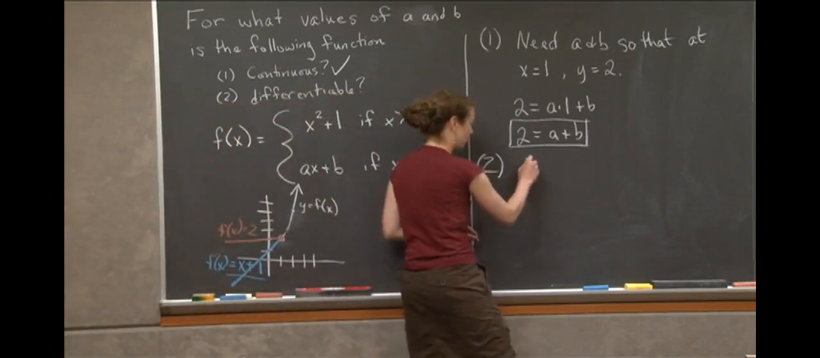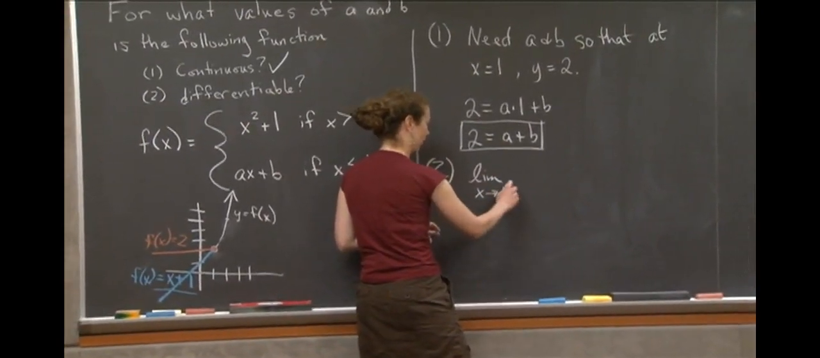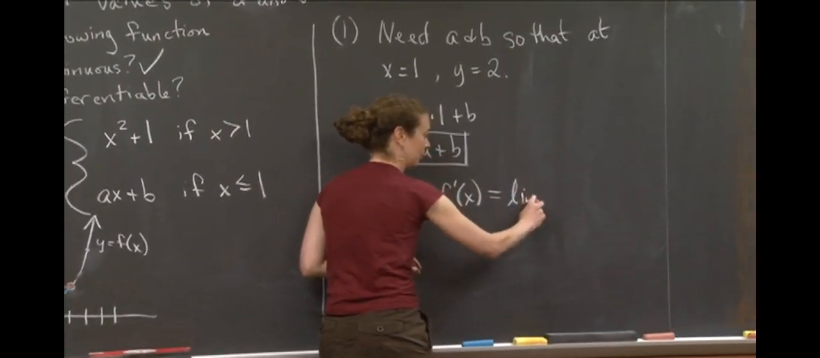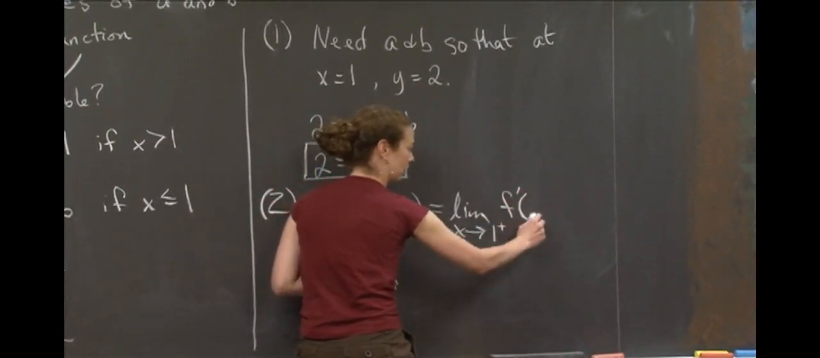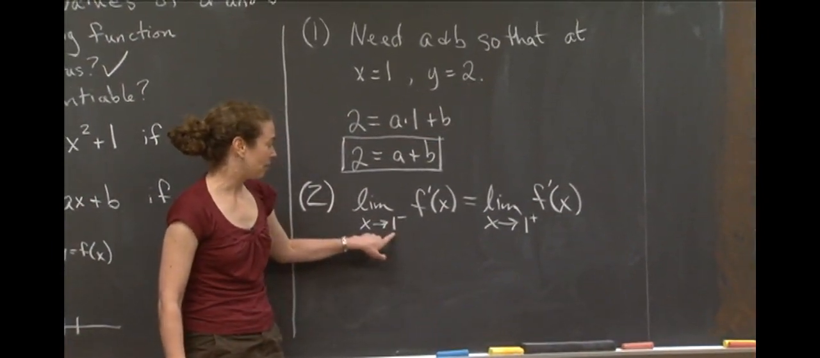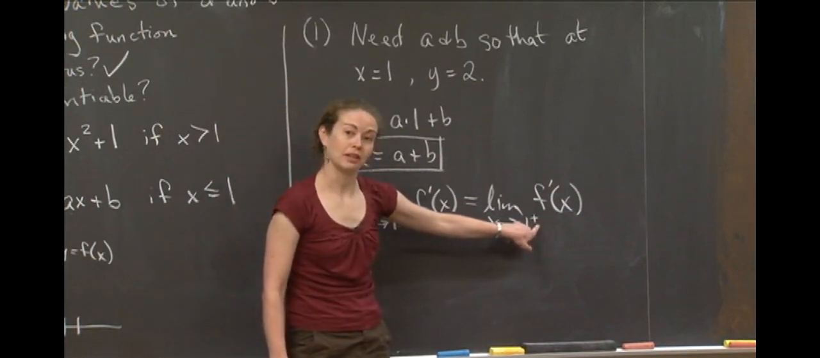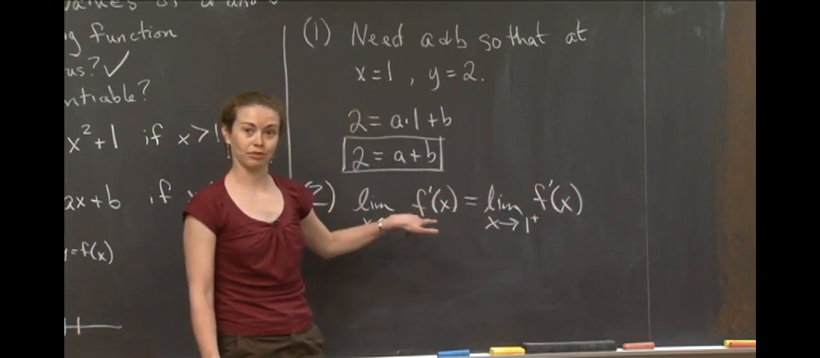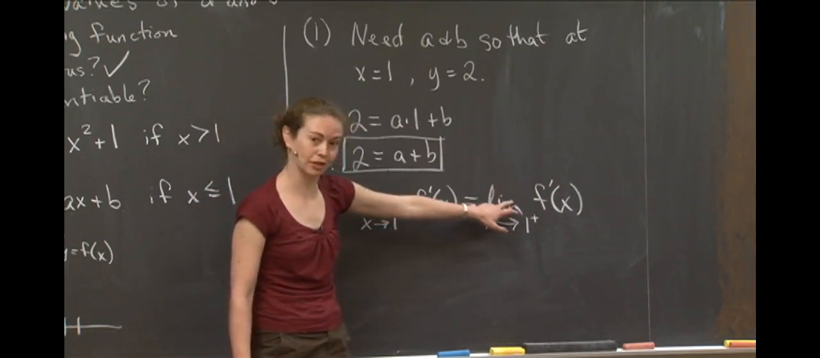I can write that in words. The limit as x goes to 1 from the left of f prime of x has to equal the limit as x goes to 1 from the right of f prime of x. I think you saw this notation already. Limits coming in from the left are designated by a minus sign. Limits coming in from the right are designated by a plus sign. So we need these two limits to agree in order for the function to have a well-defined derivative at that point. So let's figure out what this is, because we have the function here.